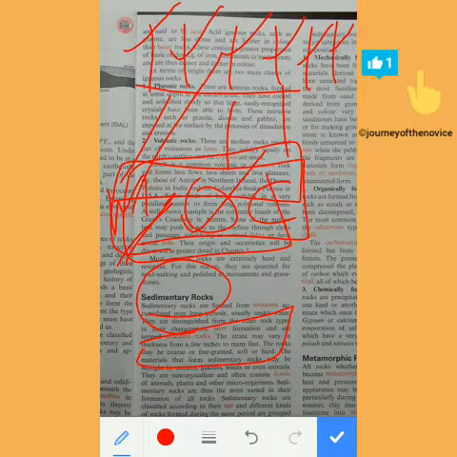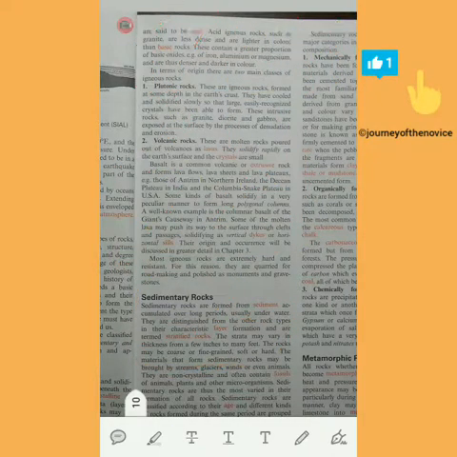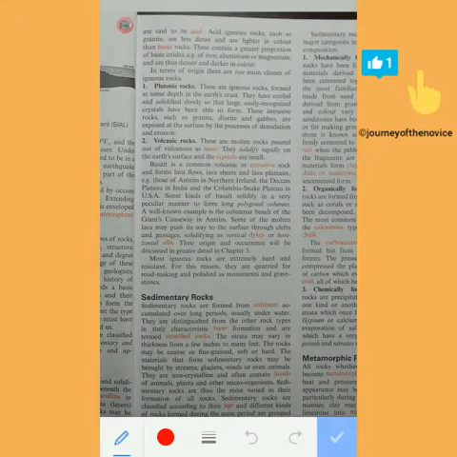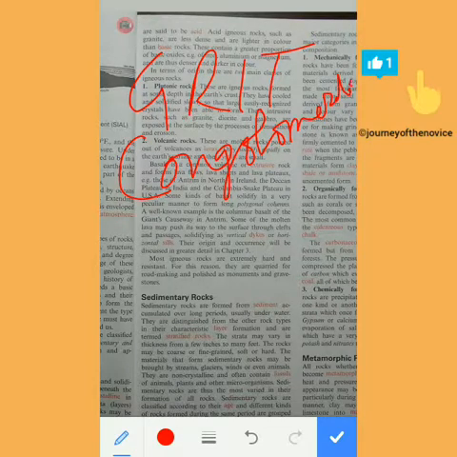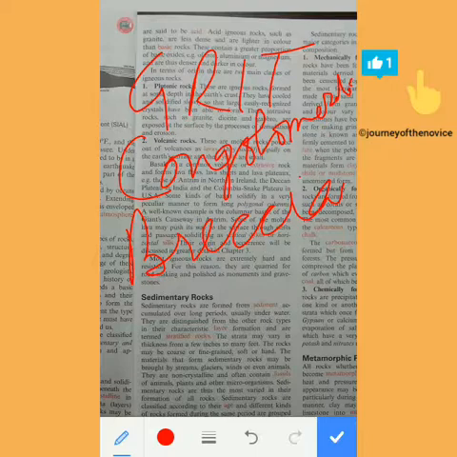Now the categorization happens into grit. The first is grit, which is said to be a coarser type of sand. Second is conglomerate, which is a kind of larger rock formed by the cementation of rocks. Then you have breccia. Breccia is made of rounded pebbles, or it has angular fragments.